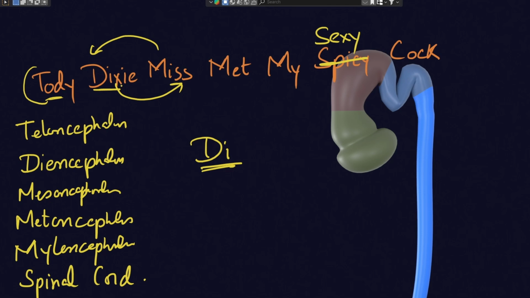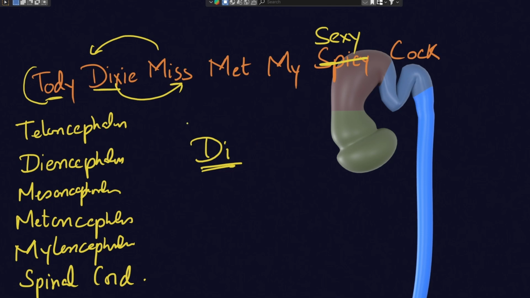I think my beloved and respectable Indian students would remember the sequence Dixie Miss or Dixie Ma'am, because that's how they usually communicate. In India, they usually say it like this, Dixie Ma'am or whatever Ma'am. But in many other countries, first they write Ma'am or Miss, and then they write or say the name. So that's how it is.